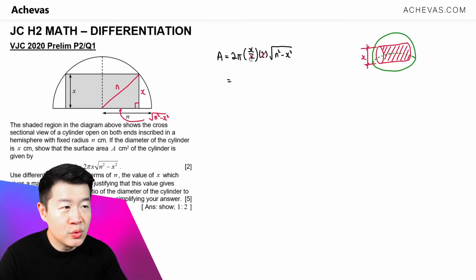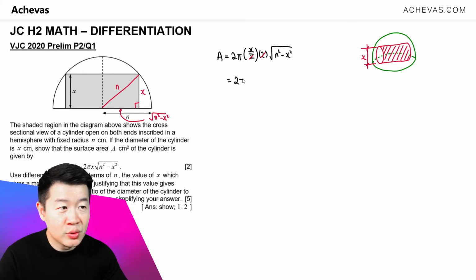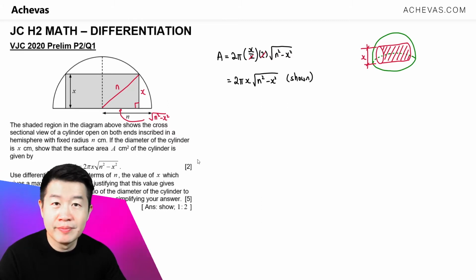So the 2 and 2 can be cancelled. What we are going to be left with now is 2 pi x times the square root of n squared minus x squared. And this is what the question wants us to show.